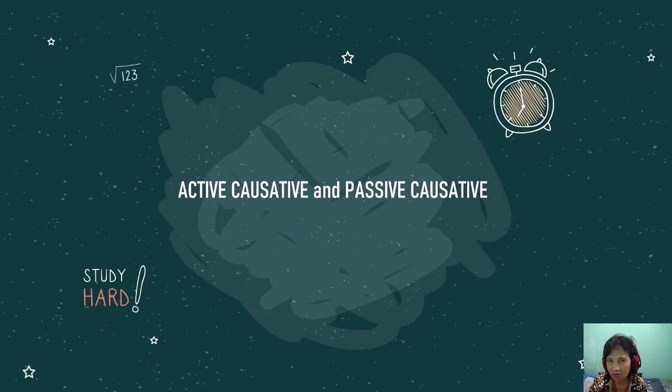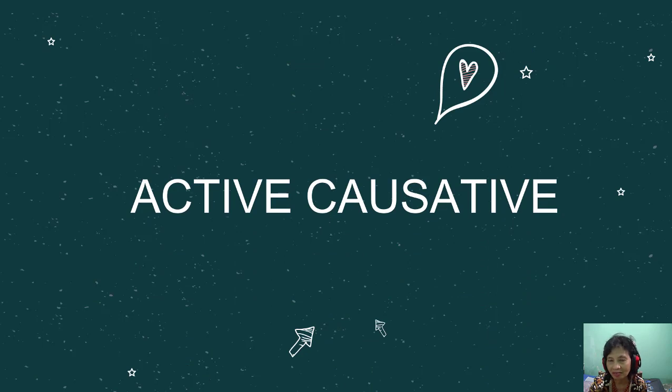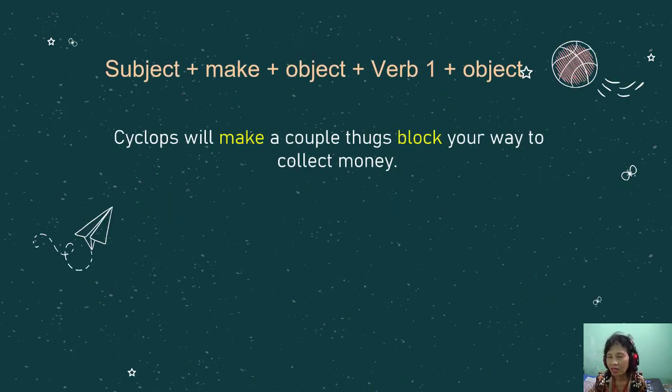We have active causative and passive causative. Let's talk about active causative verbs first. We have this structure: subject plus make, object, plus the base form or verb 1, plus object. I use make here. Cyclops will make a couple thugs block your way to collect money. Make, this is the predicate; a couple thugs is the object; block is the base form or verb 1; and your way to collect money is the object.